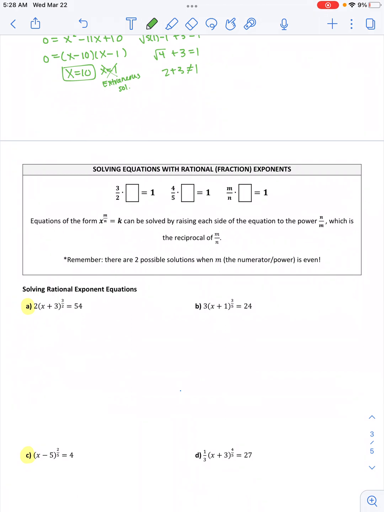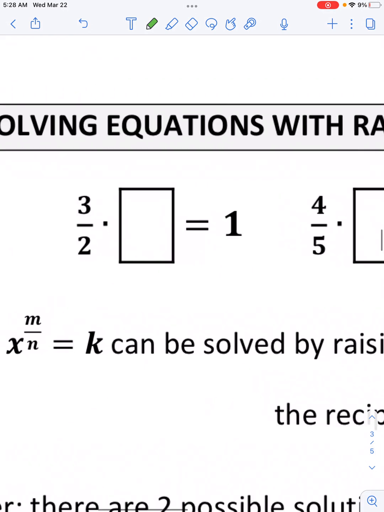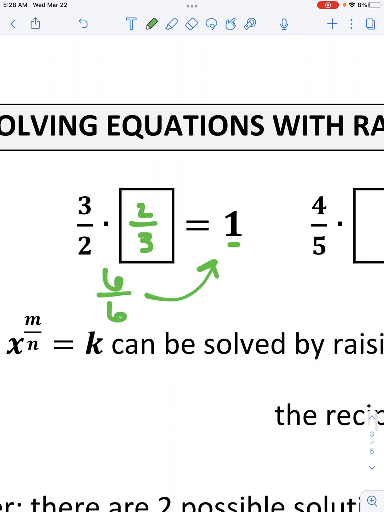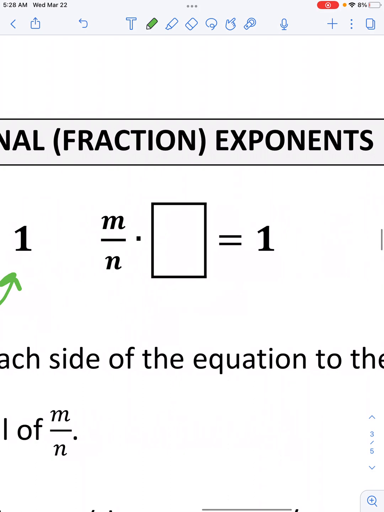All right, we can also solve equations that have rational or fraction exponents. So just as a reminder, if I want to multiply a fraction by something to get it to equal 1, my goal is to make the numerator and denominator the same. So if I multiply by the reciprocal, like 3 halves times 2/3, I would end up with 6 over 6, and that equals 1. 4/5 times 5/4, I would end up with 20 over 20 equals 1. So to multiply a fraction by some other fraction to equal 1, we just multiply by the reciprocal. So that would be mn over mn, which is also 1.